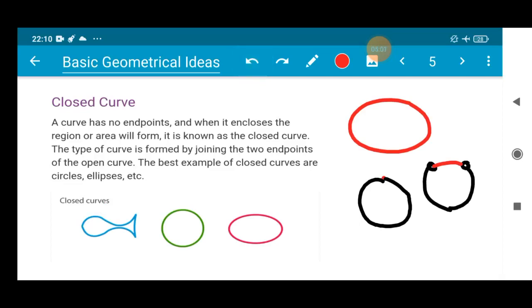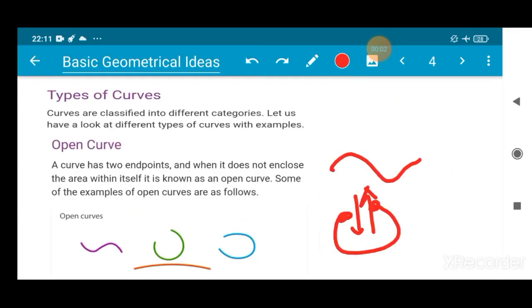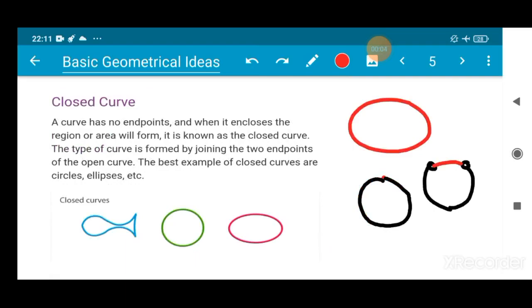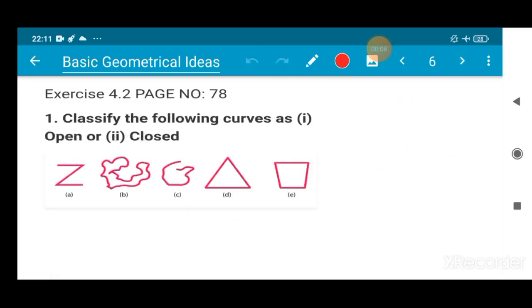So this type of curve is considered as closed curve. All right. So if the concept of open and closed curve and the type of curve is clear, then I'd like to start exercise 4.2, which is very important, related to that of open and closed only. Number 1, classify the following curves as open or closed.